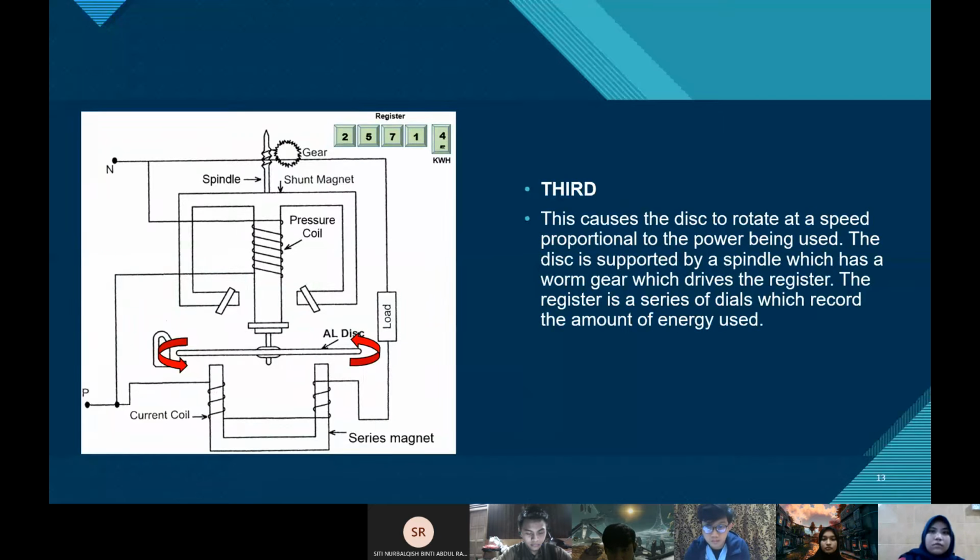Third, this causes the disc to rotate at a speed proportional to the power being used. The disc is supported by a spindle which has a worm gear which drives the register. The register is a series of dials which record the amount of energy used.